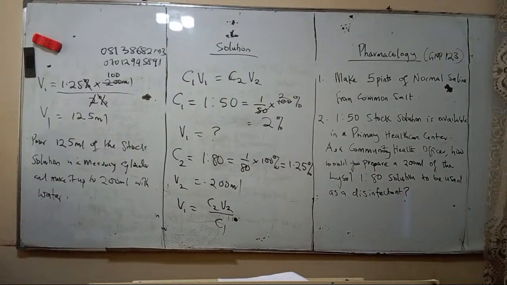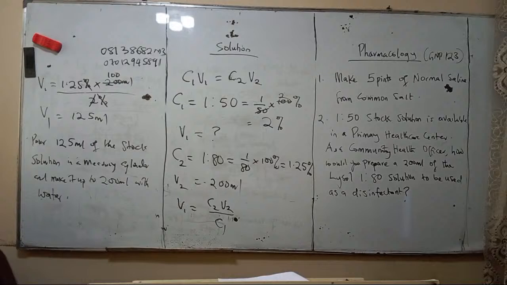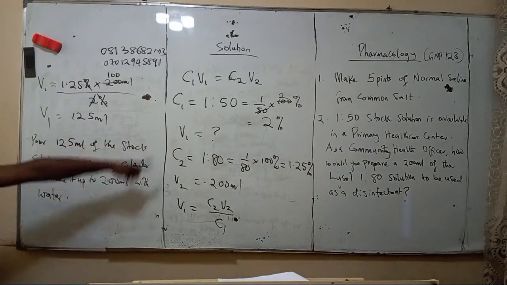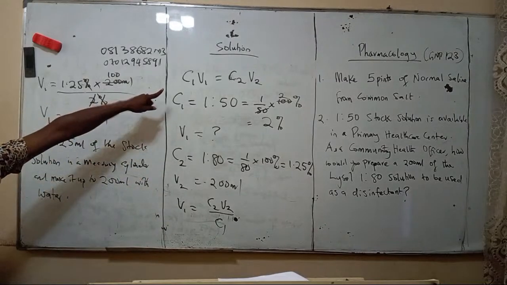So we now want to look for V1. We make V1 the subject of the formula. So V1 is equal to what? C2 V2 over C1 from here.